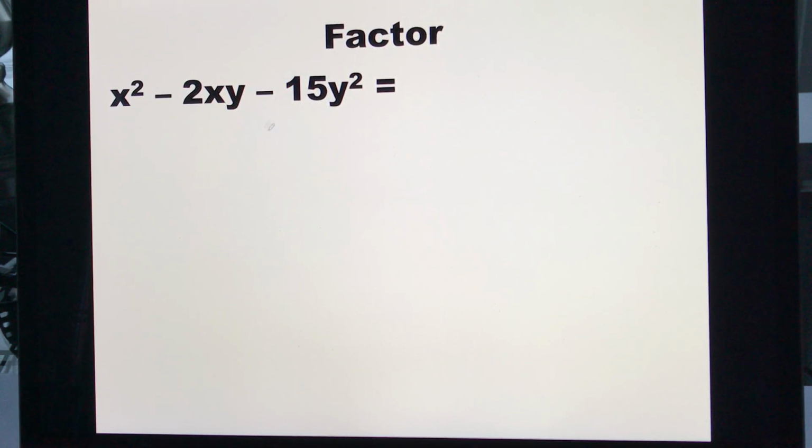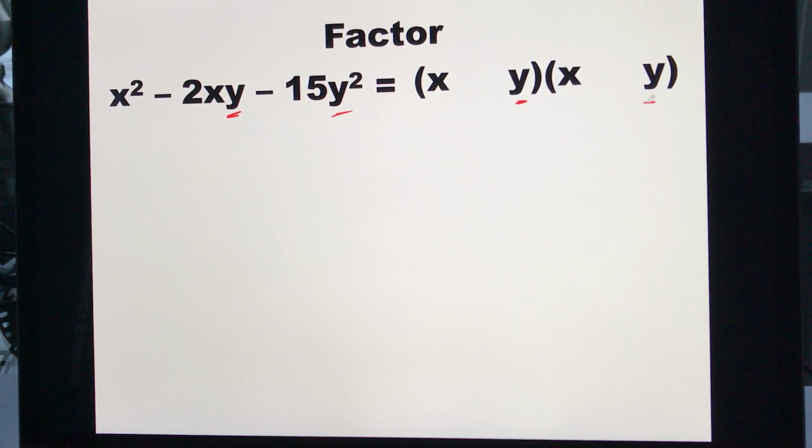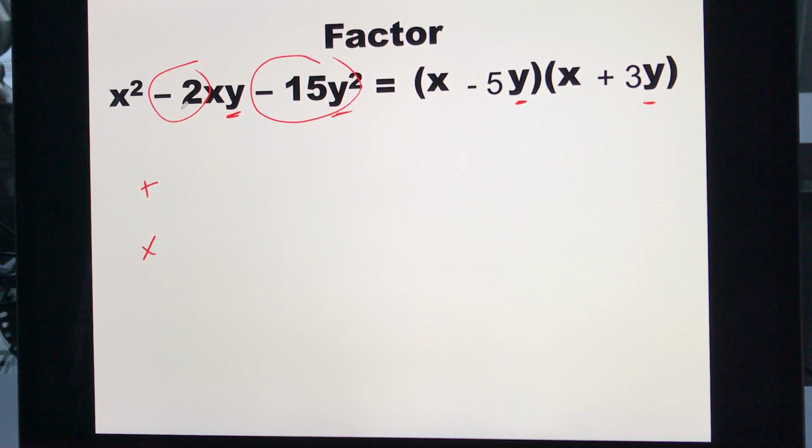This one here, we have the y's at the end of these two terms. That's okay. When I put my brackets down, I just put y's into the end of the brackets to make sure I get the y's with the final answer. Again, two numbers that add, they have to add to the middle and they have to multiply to the last. Well, 15 and 1 won't work, but 5 and 3 will give me my 2. So that's going to be a negative 5 and a positive 3 because I want them to add to negative 2.